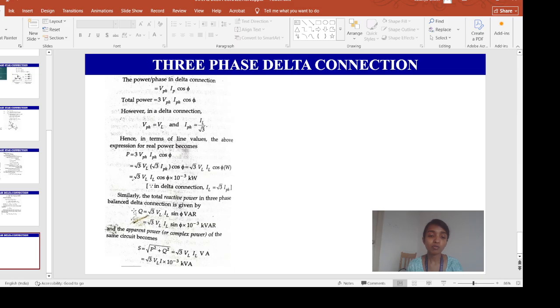What will be my total reactive power? It will be the sine component, represented by Q equals root 3 VL IL sin phi. The unit is volt ampere reactive. If you want to represent it in kVAR, multiply by 10 to the power minus 3. And we know the apparent power is the vector sum of the active power and the reactive power, so it is root over of P square plus Q square. That means root 3 VL IL volt ampere, or root 3 VL IL into 10 to the power minus 3 kilovolt ampere.